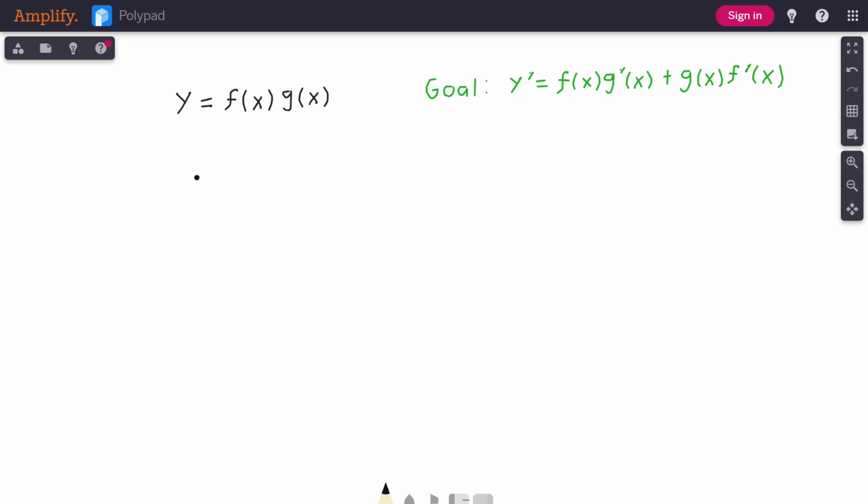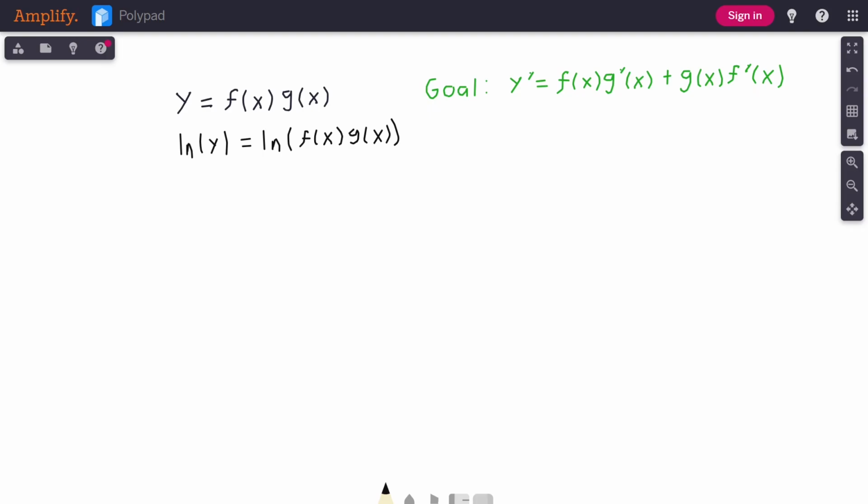So we're going to start here, and what we're going to do, similar to my power rule video, if you've seen that, is take the natural log of both sides of this equation. Okay, so we started at y equals f of x times g of x, and now we have the natural log of y is equal to the natural log of f of x times g of x.